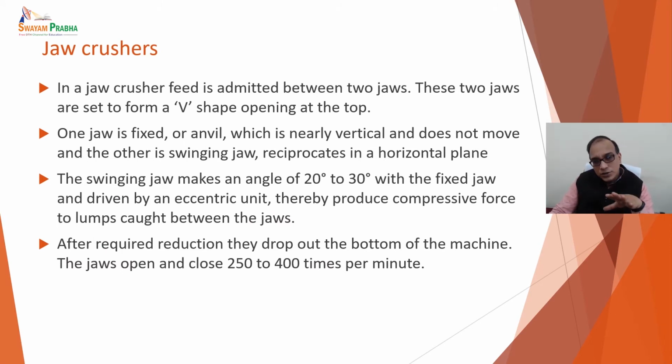In the jaw crushers, feed is admitted between the two jaws. These jaws are set to form a V-shaped opening at the top. One jaw is fixed, just like our human jaw, and the other jaw is movable. That fixed jaw is called the anvil, and it is nearly vertical and does not move, and the other is the swinging jaw.